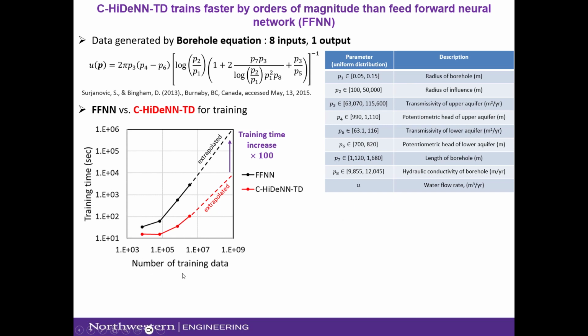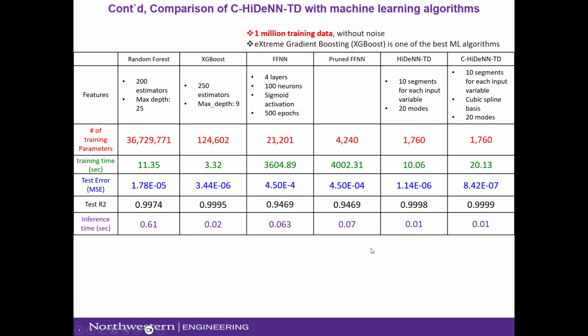You can see that as the number of training data increases, the training time of FFNN becomes much larger than C-HiDeNN. And this is a comparison between widely used machine learning algorithms and neural networks, and HiDeNN and C-HiDeNN. We randomly generated 1 million training data without noise. We also note that extreme gradient boosting, XGBoost, is one of the best ML algorithms as of today. XGBoost won multiple Kaggle competitions and is very widely used.